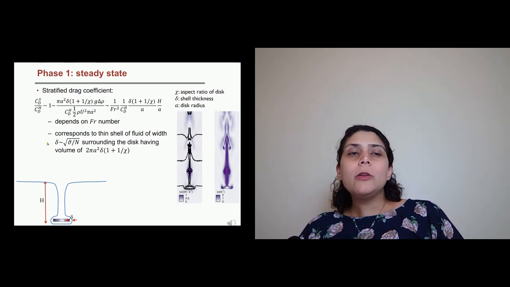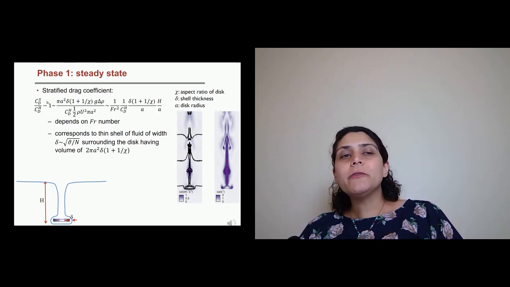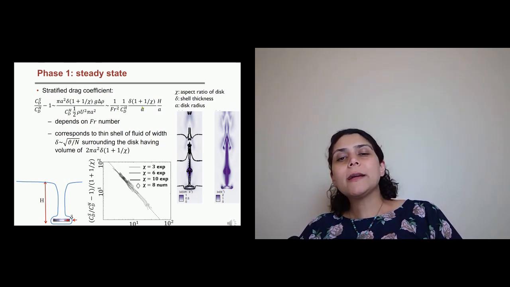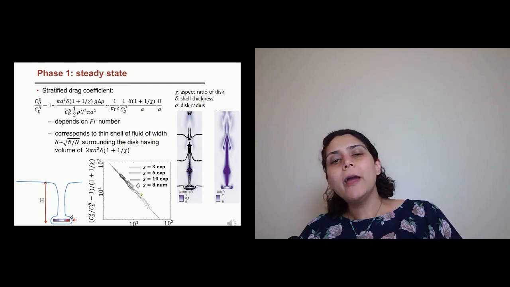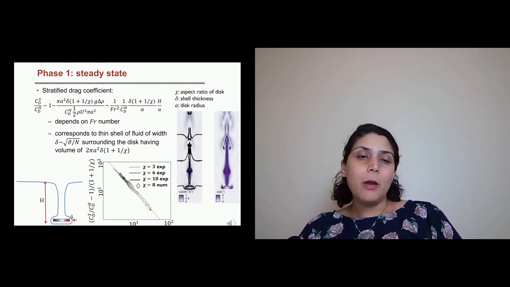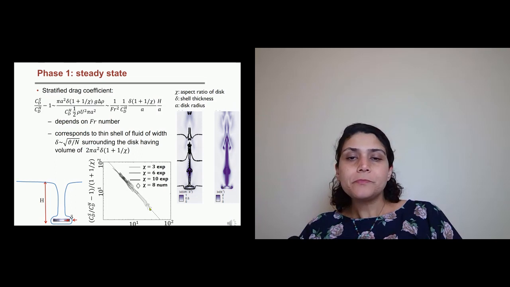So if we look at this enhanced drag in a stratified fluid normalized by the one in a homogeneous fluid, it depends on the buoyancy force acting on the shell of light fluid, normalized by the drag acting on the particle. And because of what I just explained, we were able to find that relationship. What we found is that it very well described the experimental and computational data we have for the drag, as we predicted with this analysis.